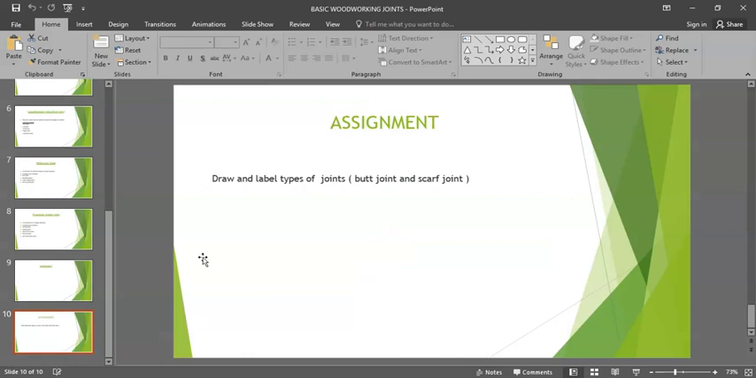Then I want to give you an assignment. Draw and label types of joints, butt and scarf joint. I will collect them on the next lesson.